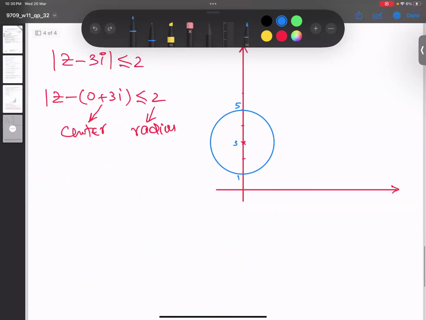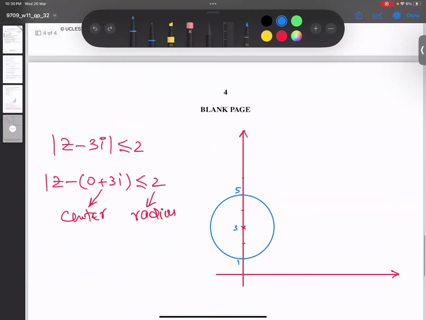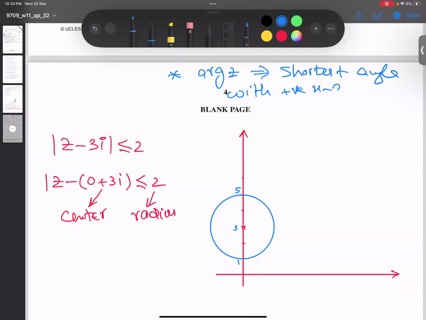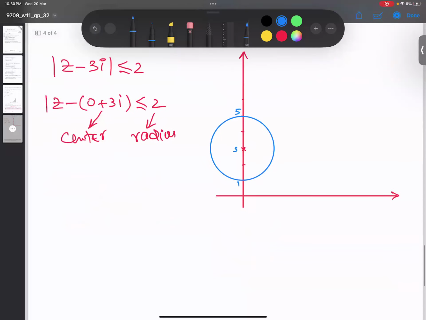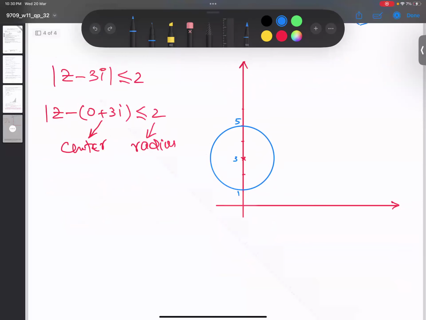Now what he's asking is the greatest argument. So which point? By definition, as I said before, what is the argument definition? Some students forget it, so I tell you, it is a very important point: it is the shortest angle with the positive x-axis. Don't forget this positive x-axis. So I will take a ruler and draw the line to touch the region, with a green color line. Okay, so this is done.